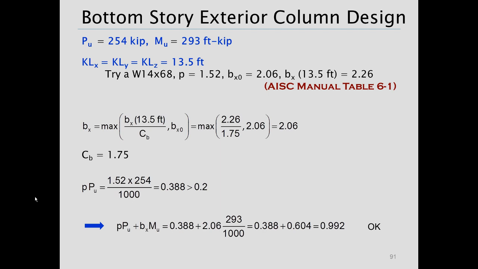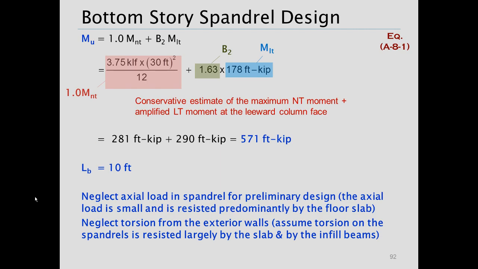If we do something similar here for the spandrel design, again, we'll neglect axial load in the spandrel as a typical preliminary design practice. We're going to assume torsion from the exterior walls on the spandrels is resisted largely by the slab and by the infill or secondary beams. And so we'll just focus on our gravity load, 3.75 kips per linear foot on our 30-foot long spandrels.